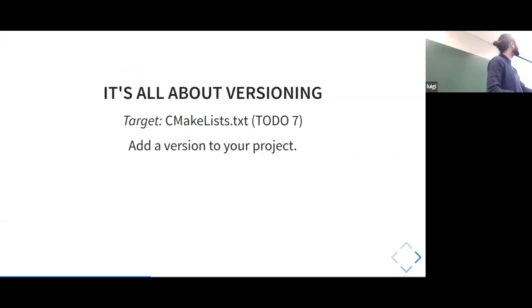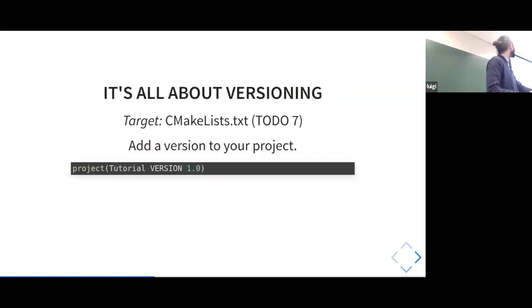So about versioning, let's go one step further. It's very simple here, just modifying the project command. Here we have a new argument, which is VERSION, and then some number. When you develop a project, it's always good to have a version that you stick to. So when you make some major changes, you move from one version to another, and you know what you did during the previous versions.